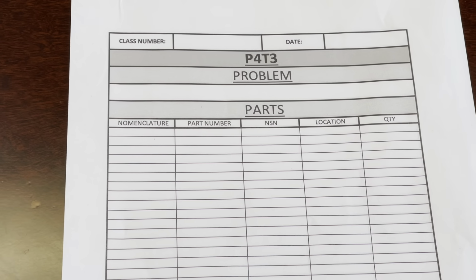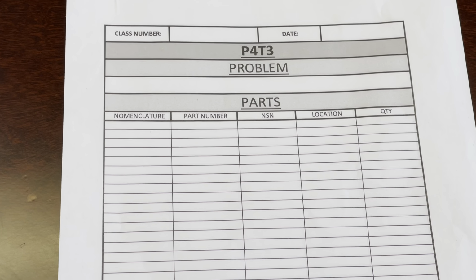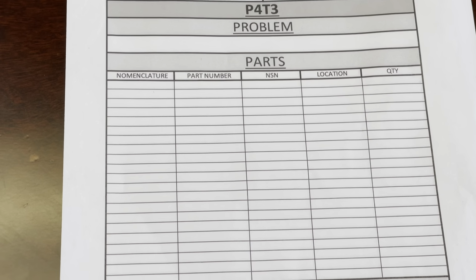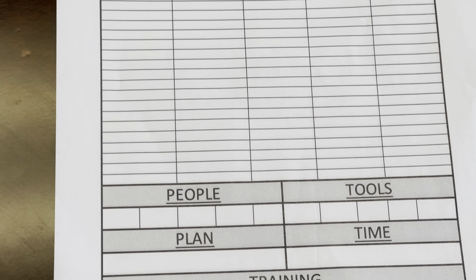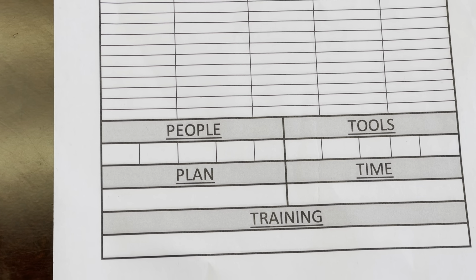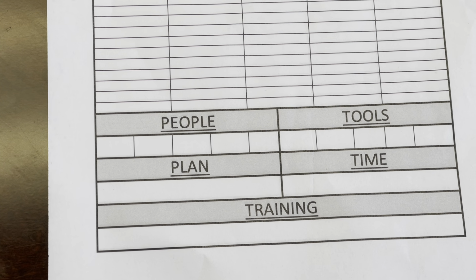Have you ever got to a job site just to find out that you don't have everything? When we do not meet these things because we did not think through the problem correctly, well, a lot of people's heads start to spin. Alright, so here's an example of the P4T3 worksheet. Basically it has problem, parts, people, tools, plan, time, and training, and then you just fill it out accordingly.